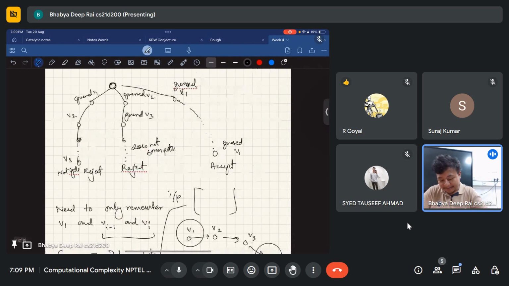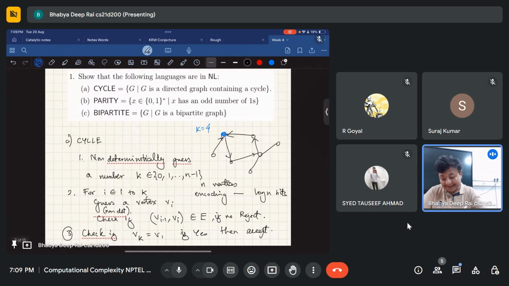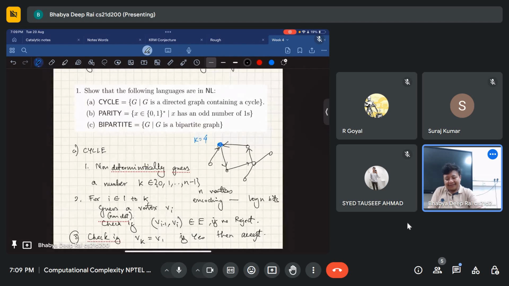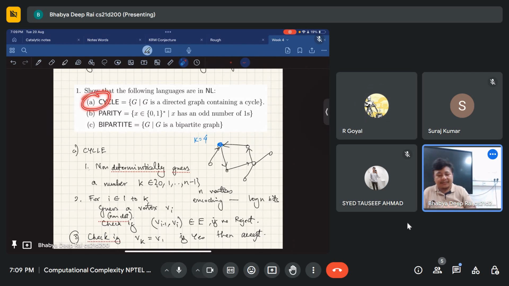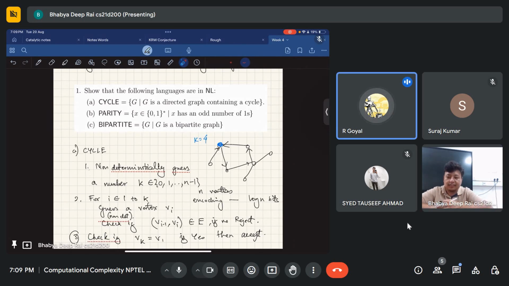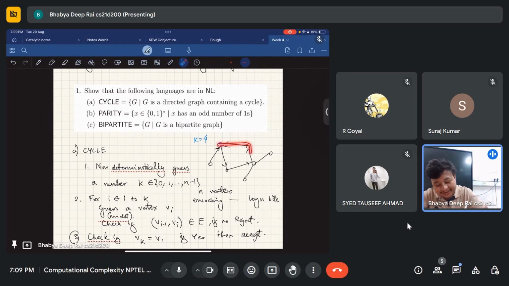Oh, by the way, what is the certificate here for the cycle? For the cycle, the certificate would be the sequence of the vertices which is going to form a cycle, so the number of the vertices basically. Exactly. So the vertices will be the sequence which will form a cycle.